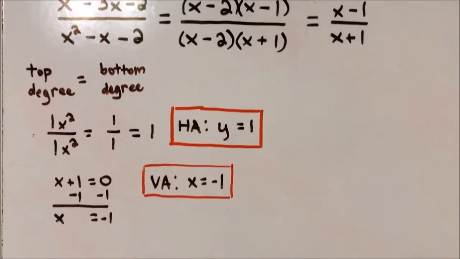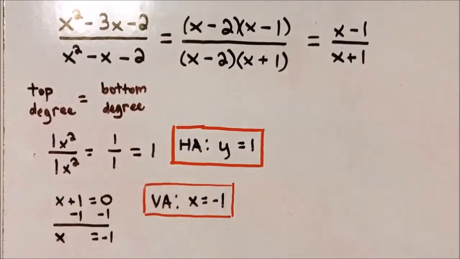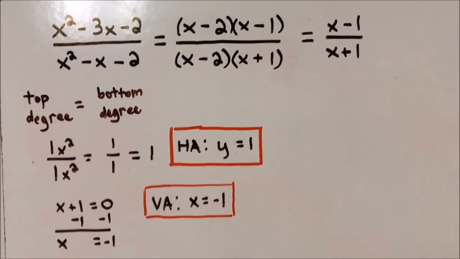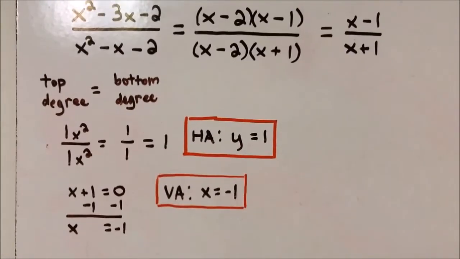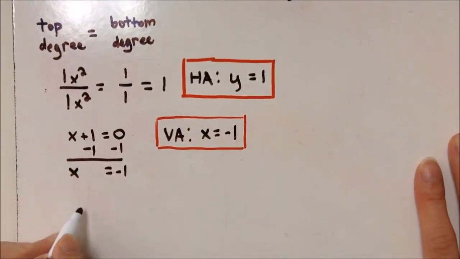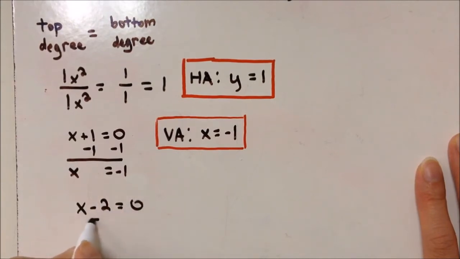Now, there's something we need to remember, our common factor. Since we have a common factor, that means we have a hole in the graph. So all we have to do is just find the coordinate of that hole. So what we're going to do is we're going to set the common factor, in this case x minus 2 equal to 0, just like vertical asymptote. So x minus 2 equal to 0. Solve for it. So we have x equals positive 2.